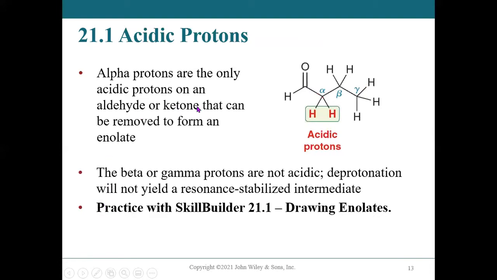Alpha protons are the only acidic protons on an aldehyde or ketone that can be removed to form an enolate. The beta and gamma protons are too far away from the carbonyl, so usually we don't think they are acidic enough to be taken away by those strong bases. The beta or gamma protons are not acidic. Deprotonation will not yield a resonance stabilized intermediate.